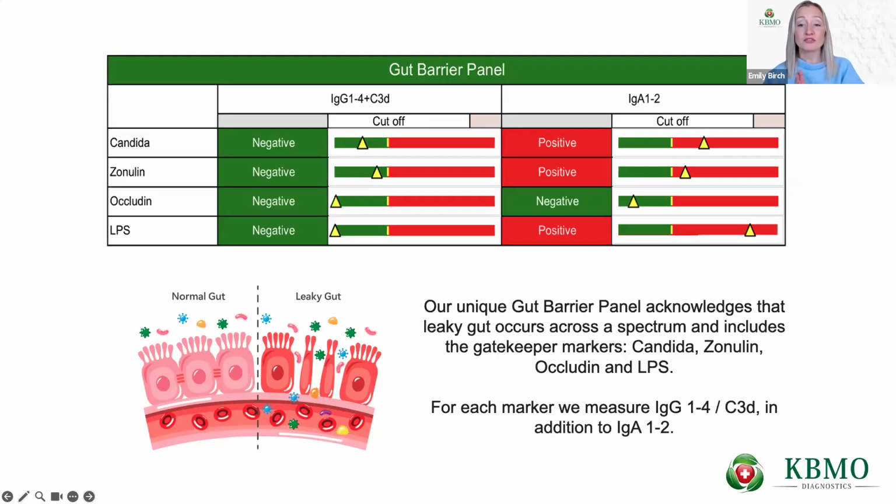We acknowledge that it occurs on a spectrum. It's not just a case of you have leaky gut or you don't, you have permeability or you don't, you have degrees of. And this is what the gut barrier panel will help to show you as well. And as I mentioned, for each of these markers, we're testing IgG 1 to 4 and complement and IgA 1 to 2. So let's talk a little bit more about those markers.